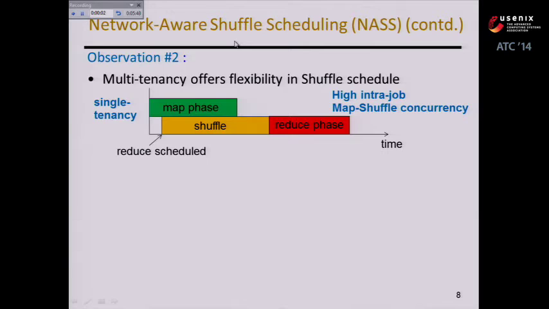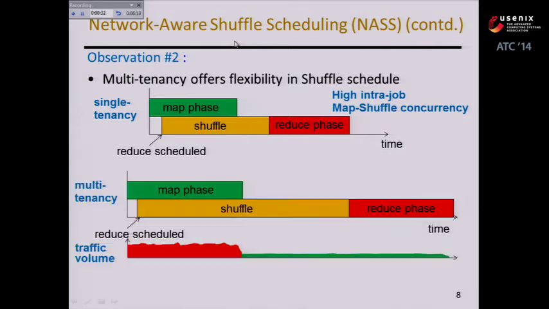For the second observation, I'd first like to go through how things happen in a single tenant environment, where we schedule reduce tasks way ahead in the map phase so that our shuffle can overlap with the map phase computation. By that, we can improve the intra-job map-to-shuffle concurrency, and we can overlap most of the communication with computation. So this is the insight behind why we schedule reduce tasks way early in the map phase.